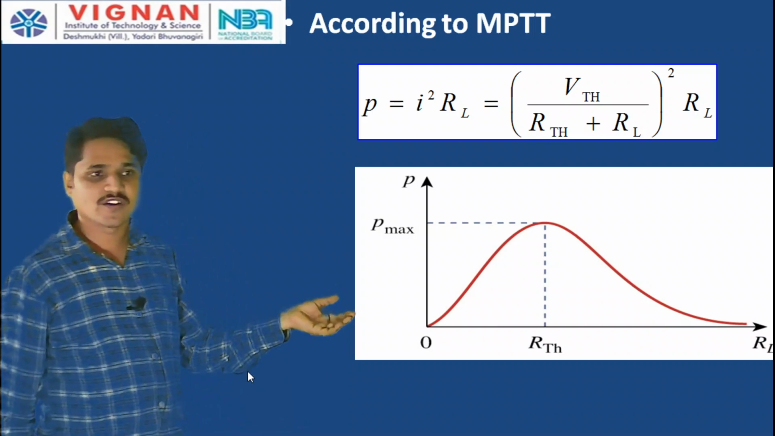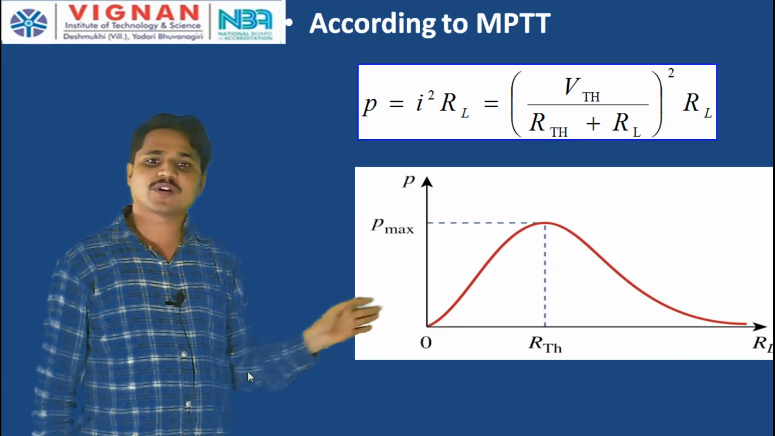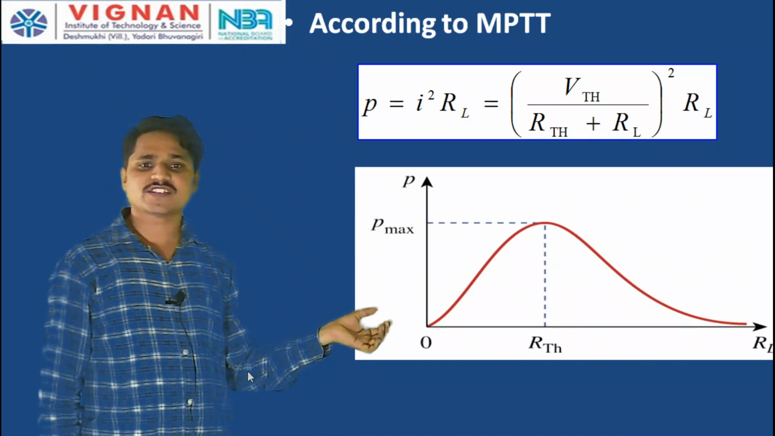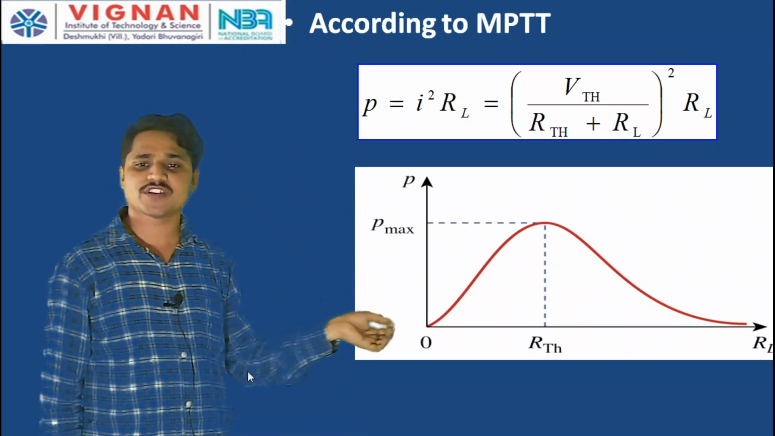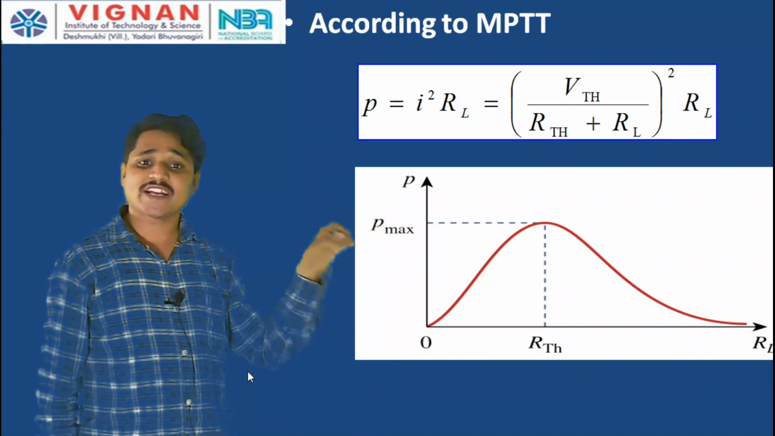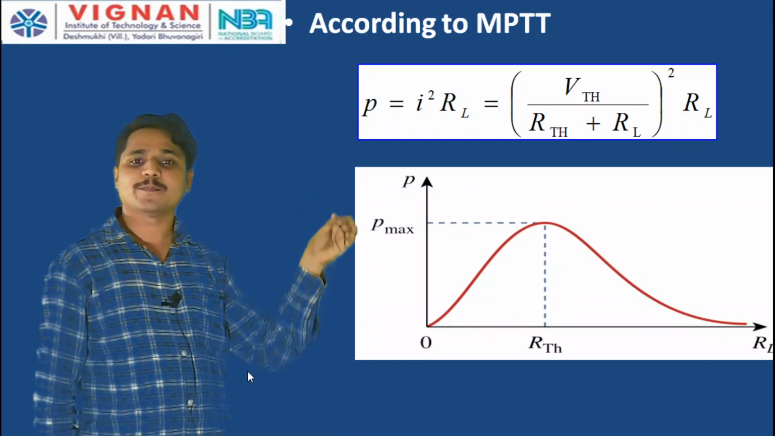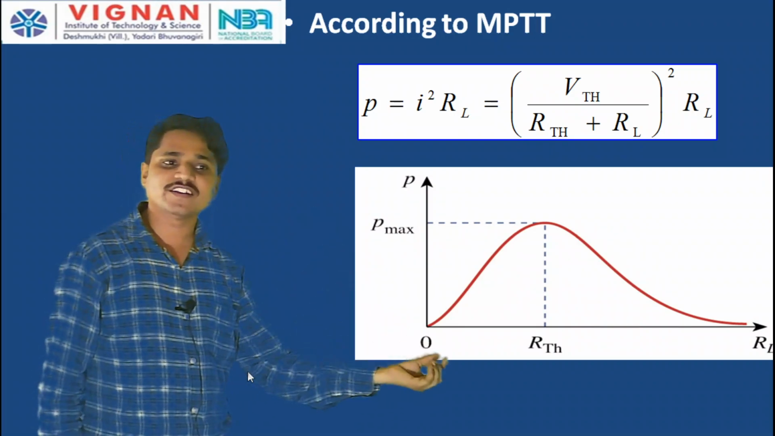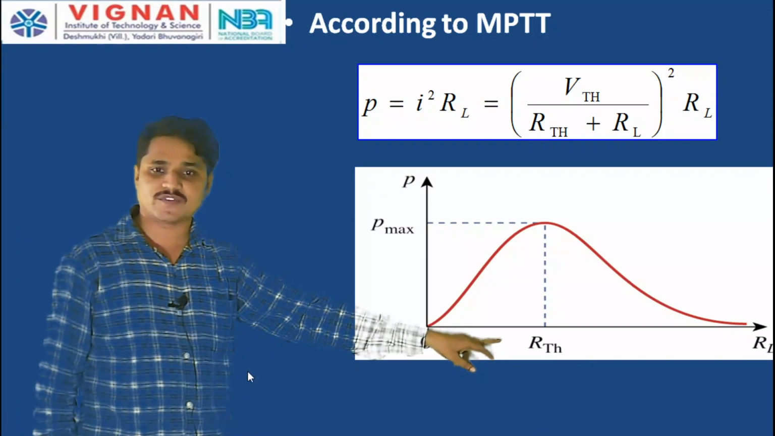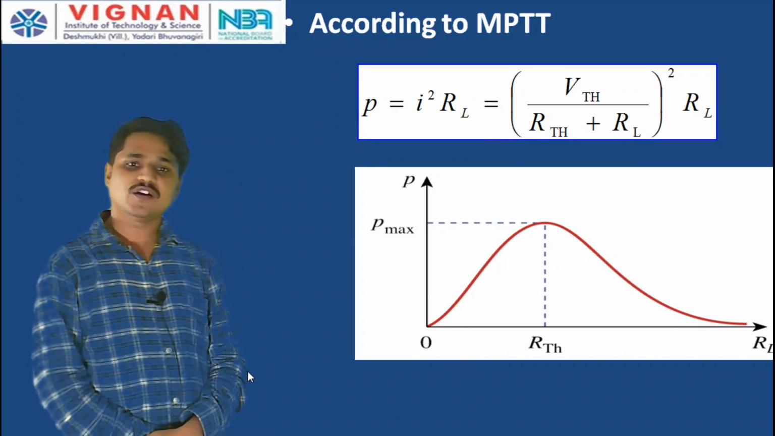Now, if you see this graph, as the load resistance varies from 0 to RL, the power varies from 0 to P. As the load resistance is changing, the power drawn by the load is increasing. At a point, the source will deliver the maximum power to the load when RL is equal to R Thevenin. Now, see this figure. Whenever RL is equal to R Thevenin, the maximum power is transferred from source to the load.